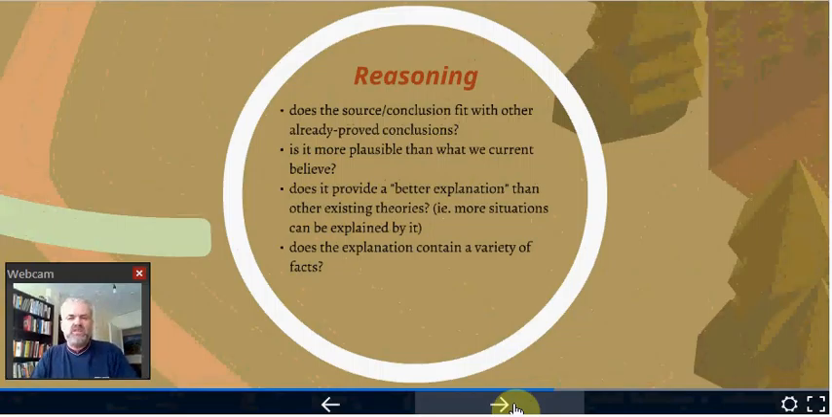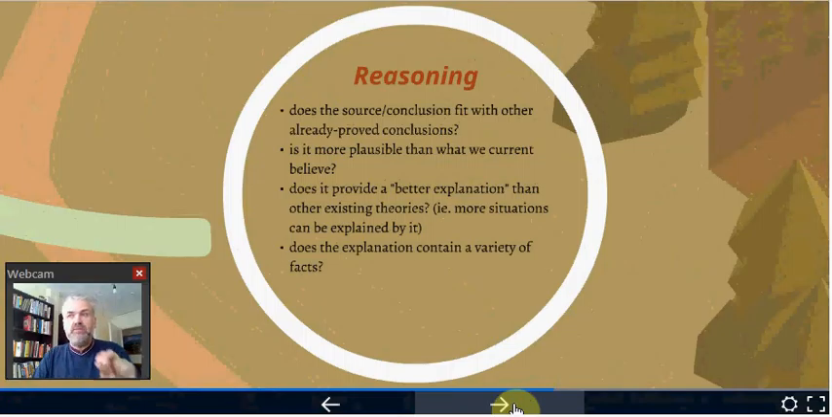And this gets us to our next point. It becomes a better explanation. More situations can be explained by it, or it simply seems to make more sense to us. But the last thing is, too, does it contain a variety of facts? All good conclusions have to be based on facts. We can't forget that. History and historical analysis and historical study is about real things that happen to real people in real times in real places. And every conclusion we reach has to have that as its basis.